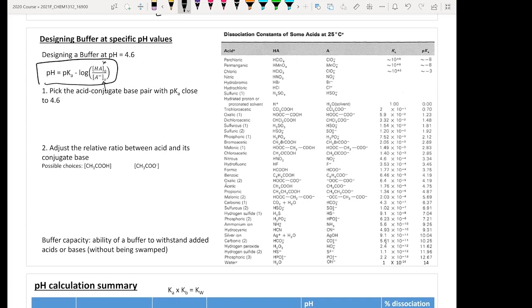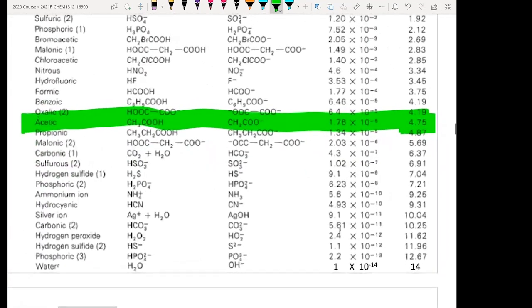So the first thing you do is, that is your target pH. You want to find a system that has a pKa very close to your pH. If you look at the table you have, you want to find something that's close to 4.6. Probably this one will be your choice, the acetic acid with a pKa of 4.75. Let me blow this up a little bit more for you. You can see the pKa of acetic acid is 4.75, so you start from there.